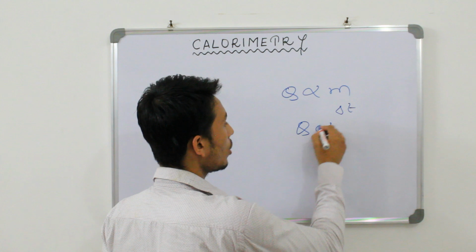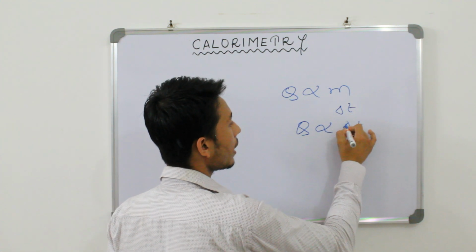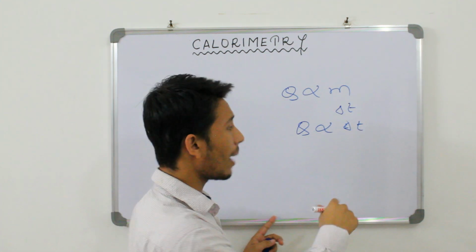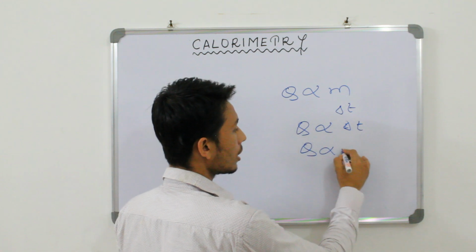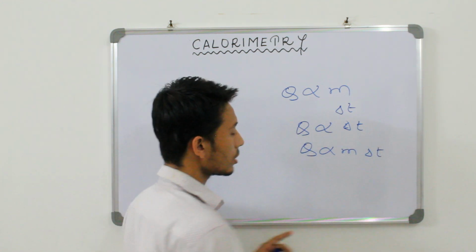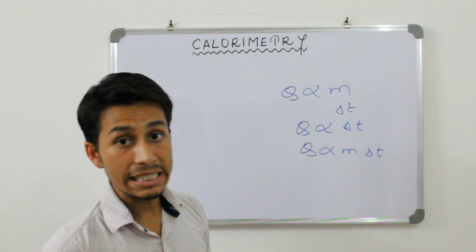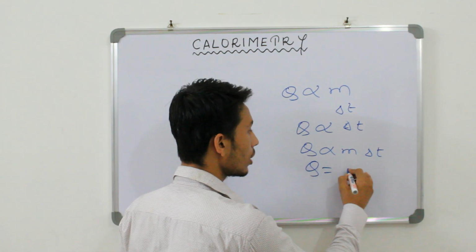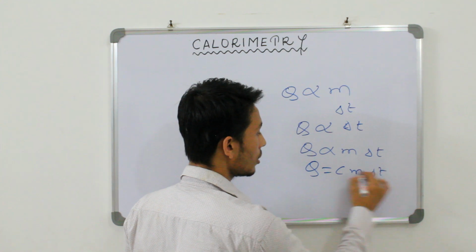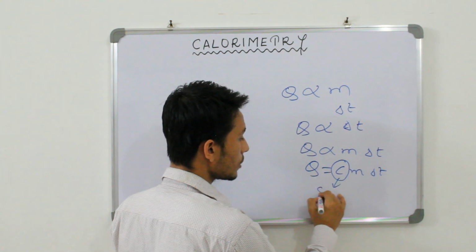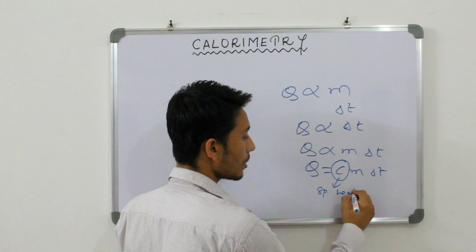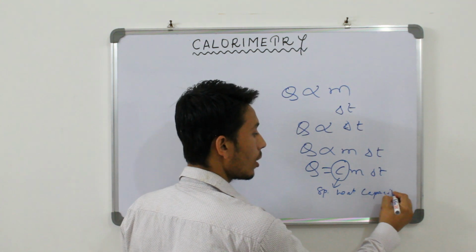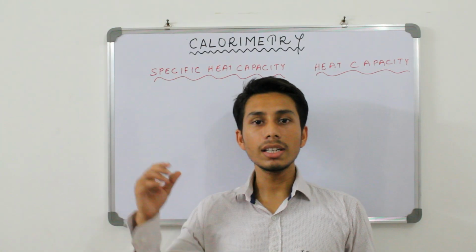That is, the amount of heat energy required directly depends on the change in temperature. Combining these two equations, we get that the quantity of heat energy is directly proportional to mass and change in temperature. To remove this proportionality symbol, we have Q equals C m delta T. What is this C? This is specific heat capacity.